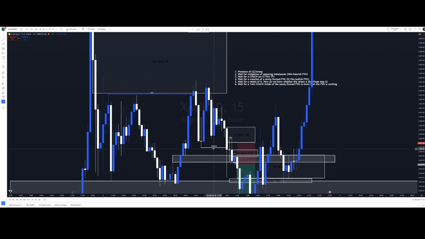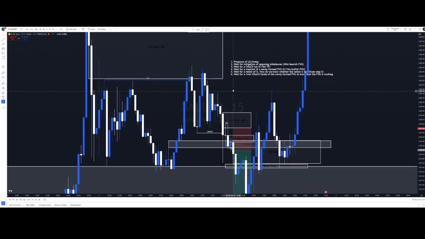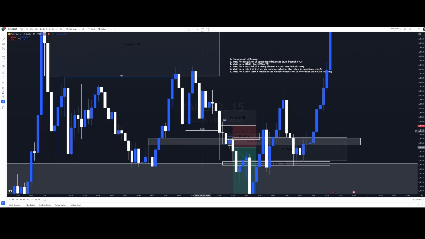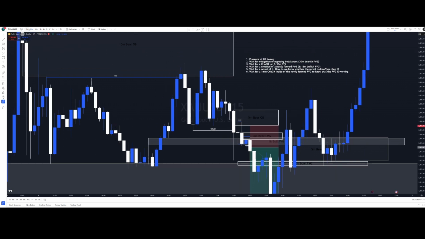But before that, a change of character happened on the 15-minute, right, which is the third step. So the second third step is done. Right, so there's a change of character, but there's only a wick close below the 1 hour bullish fair value gap, so we are not sure yet.